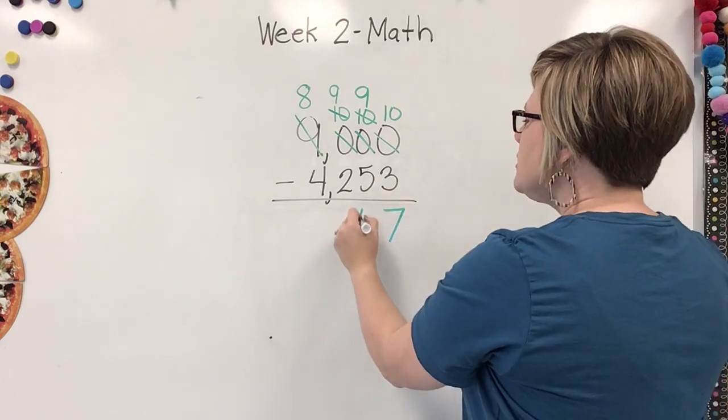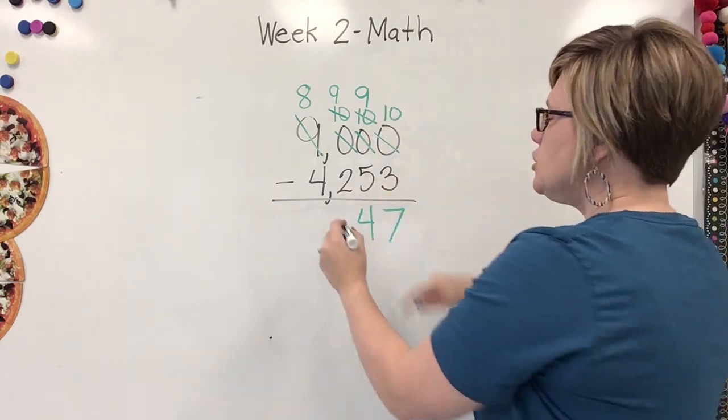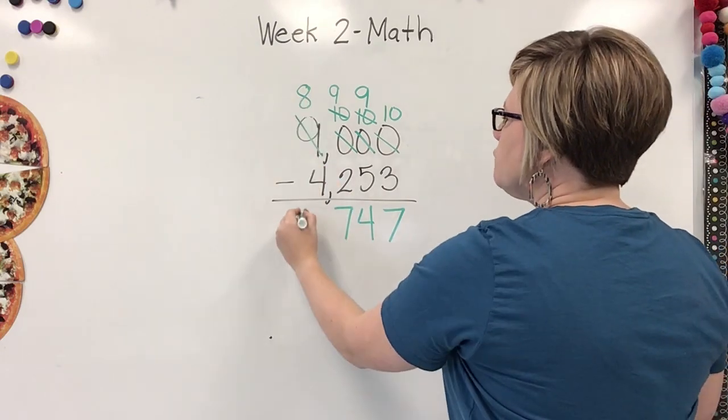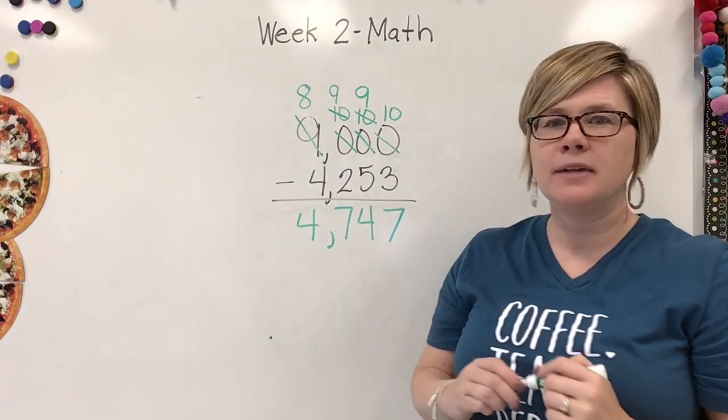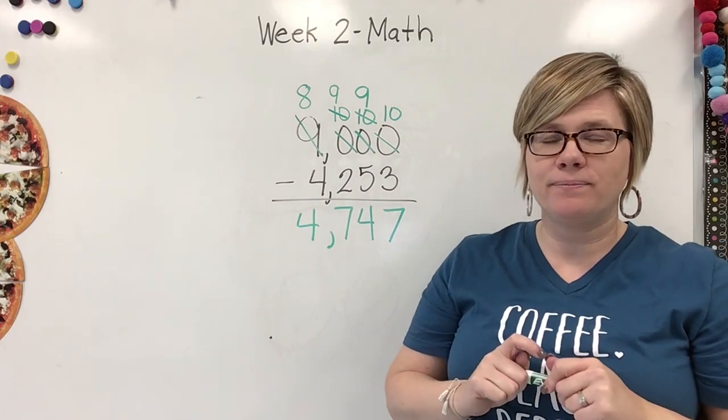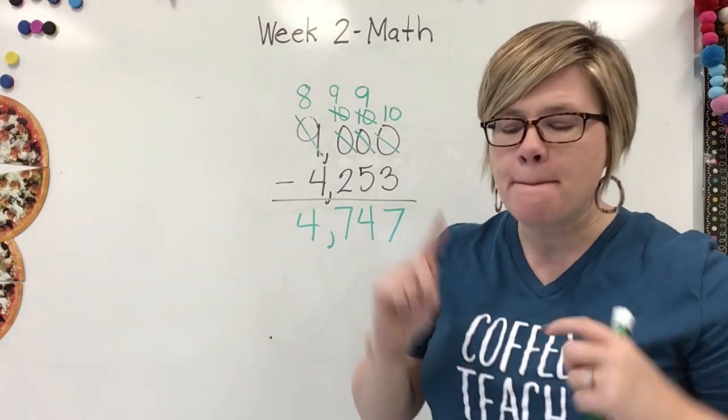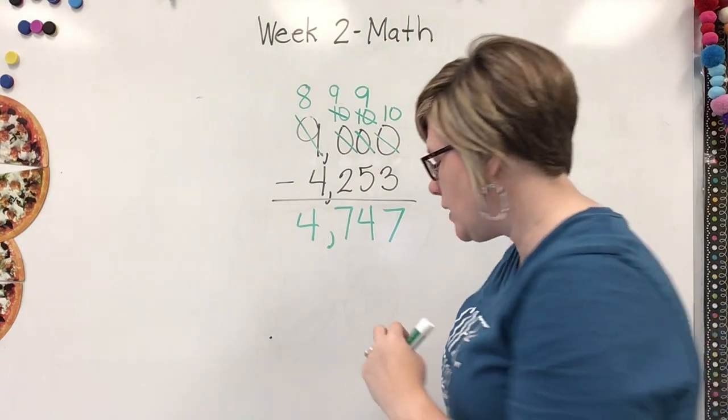9 minus 5 is 4. 9 minus 2 is 7. And 8 minus 4 is 4. So there's your answer. All right. I know it might be confusing, but we'll just keep practicing until we get it.